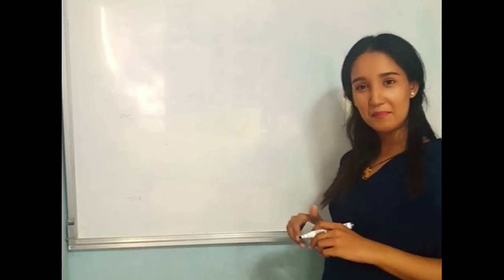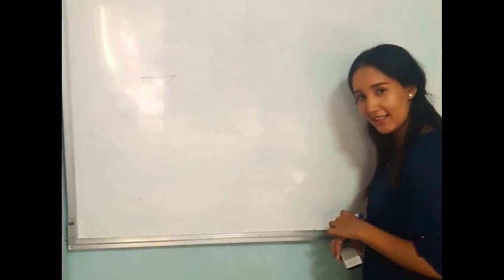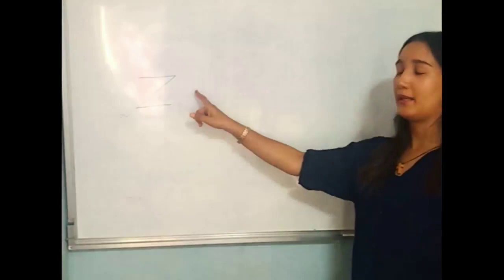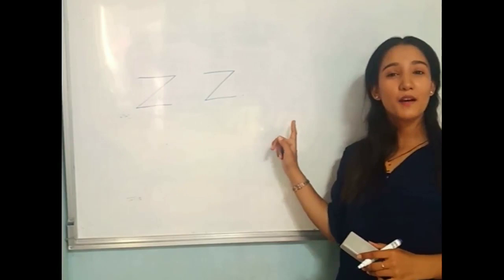After Y, the last one, what will come? Z. Okay. First, we will write one slanting line. After that, one cross line. After that, one slanting line again. So it becomes Z. One slanting line, one cross line, another slanting line, becomes Z. Now you know how to write all the alphabets.